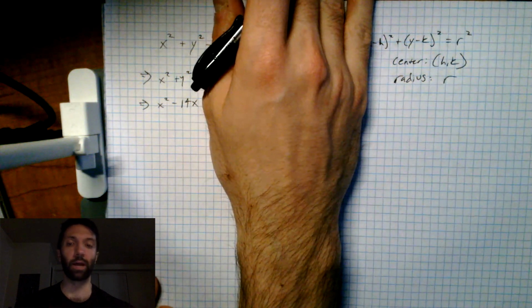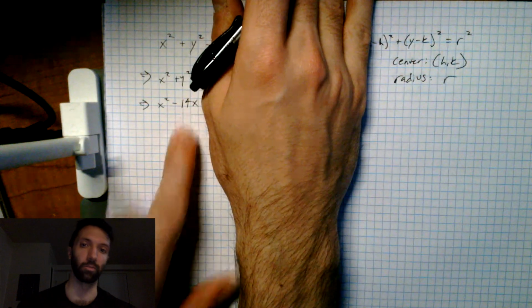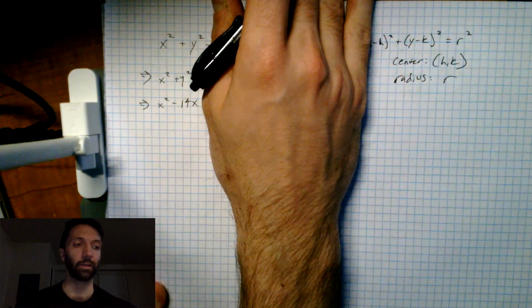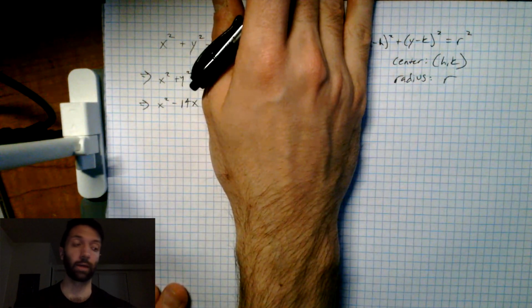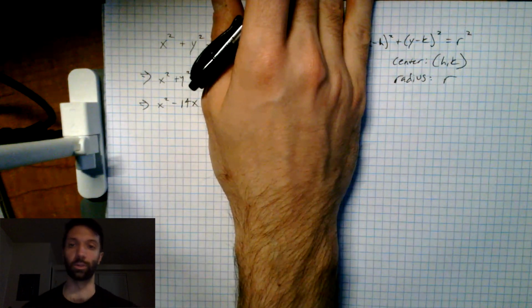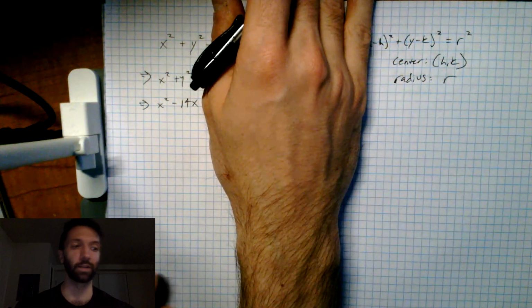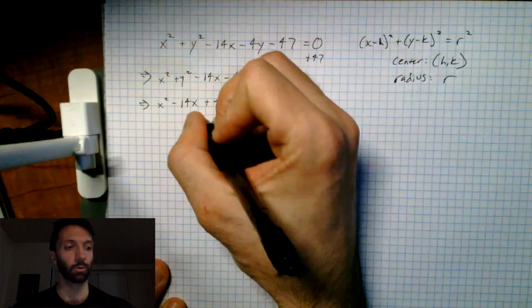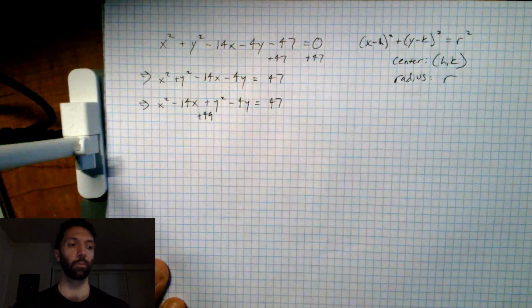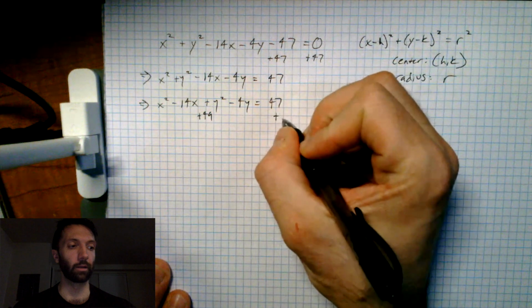So if you remember how we do that is we cut this value in half. We call that the b value, and we square that value once we cut it in half. So negative 14 divided by 2 is negative 7, and then we're going to square the negative 7 to give us a positive 49. So I'm going to add 49, but since I just did that out of nowhere, I also have to add 49 to the other side.